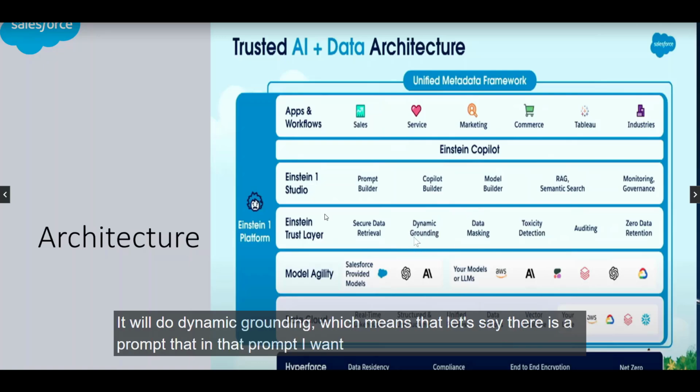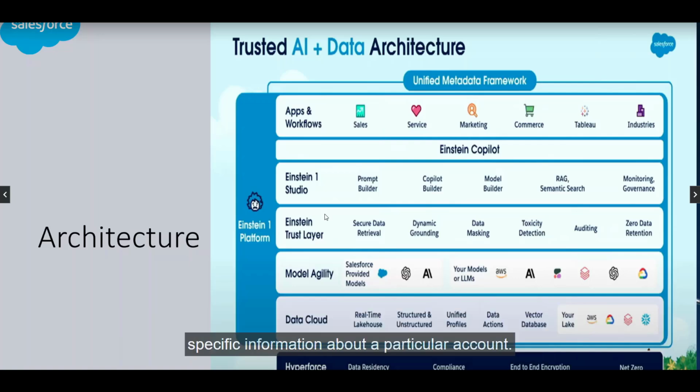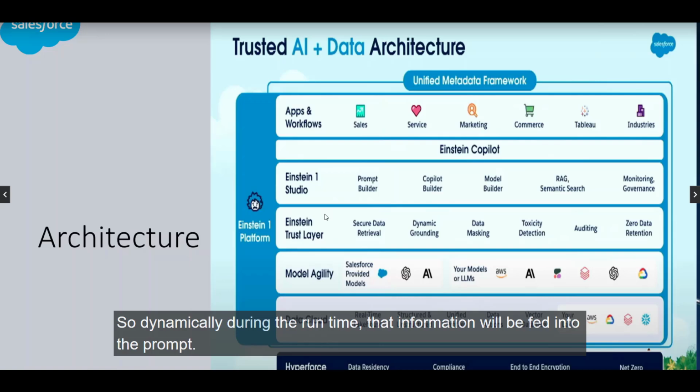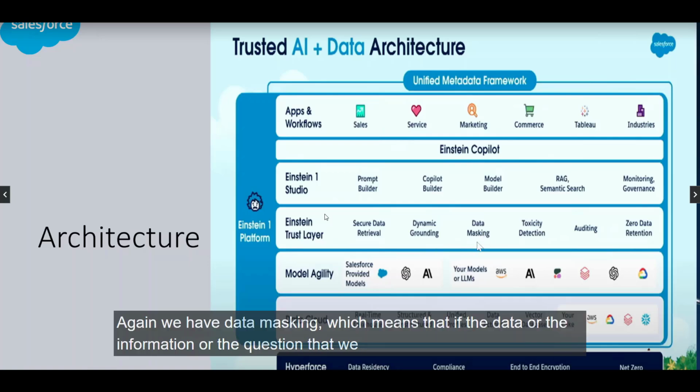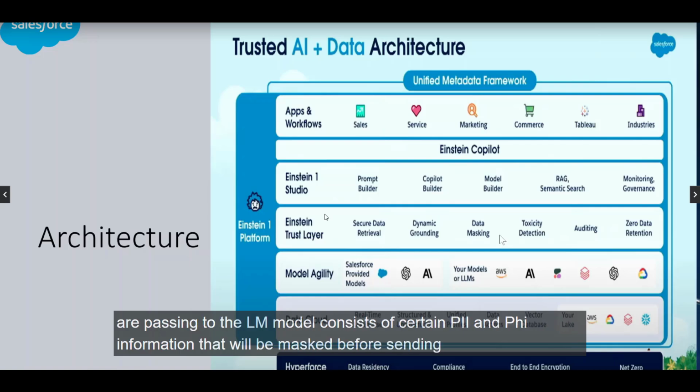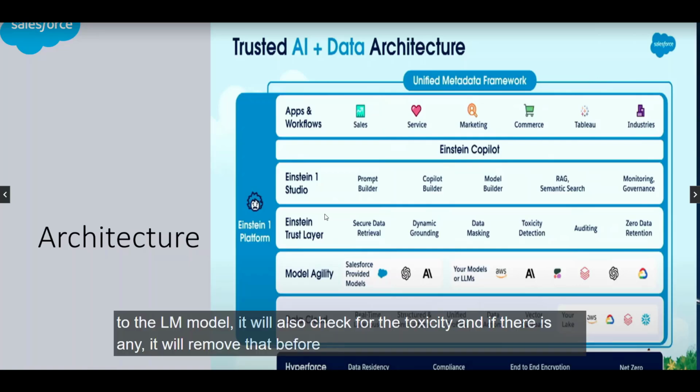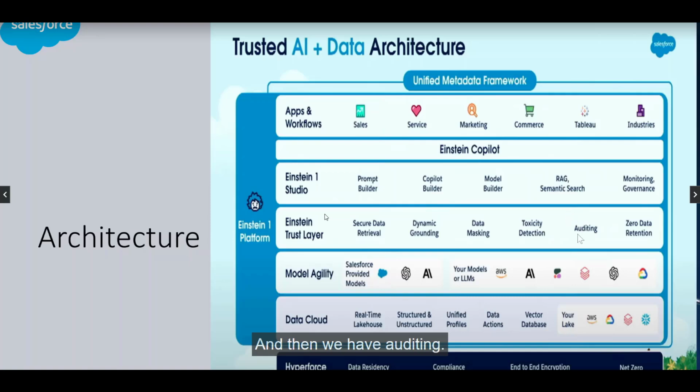It will do dynamic grounding, which means that, let's say, in the prompt I want specific information about a particular account. Dynamically during runtime, that information will be fed into the prompt, and then that prompt will be given to the LLM. Again, we have data masking, which means that if the question we are passing to the LLM contains certain PII information, it will be masked before sending to the LLM. It will also check for toxicity, and if there is any, it will be removed before sending it to the LLM.